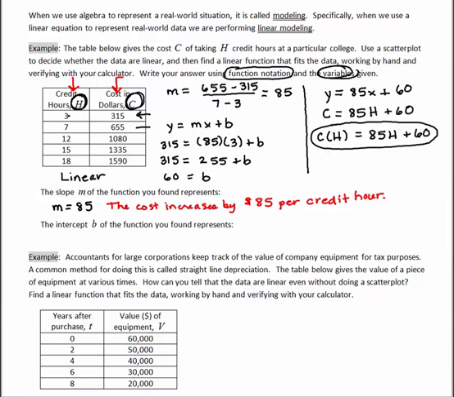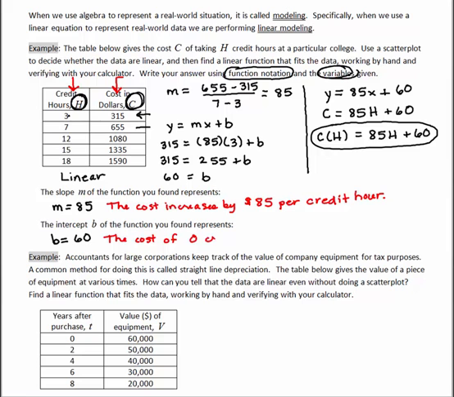The second interpretation we'd like to make is the interpretation of the y-intercept, the b value. And in this case, our b value turned out to be 60. The b value, or y-intercept, is what we get when x is 0, or in this case, when h is 0. So that would say that if you take 0 credit hours, the cost is $60. That might seem a little fishy. Let's write it down first, and then we'll talk about whether it makes sense.